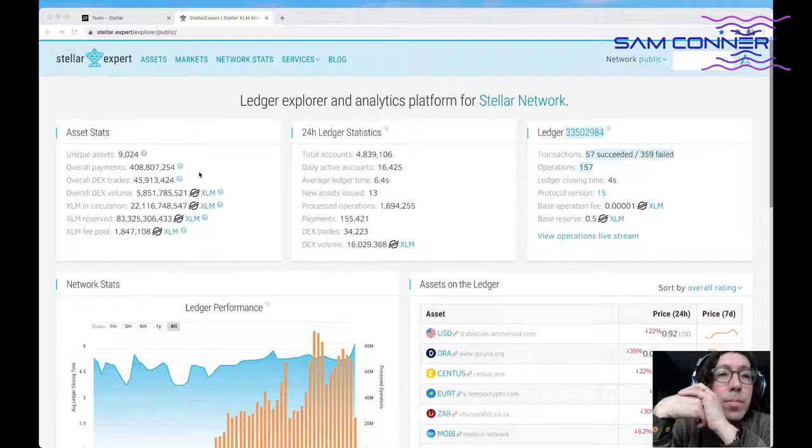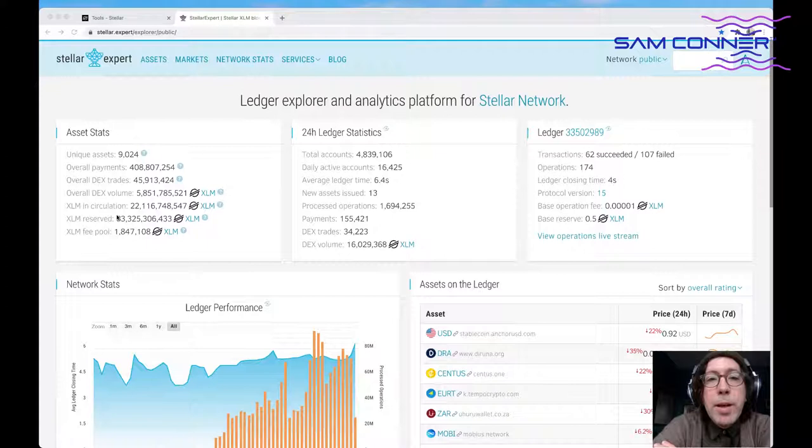We're talking about 408 billion, or million, sorry, overall payments, 45 million in DEX trades, 5 billion in DEX volume, and then it goes into circulation, reserved, and fee pool. So the XLM in circulation, this is the XLM that is out there available in individual hands and wallets, correct? That's correct. That's what it means when it says in circulation. In addition, reserve. Go ahead.